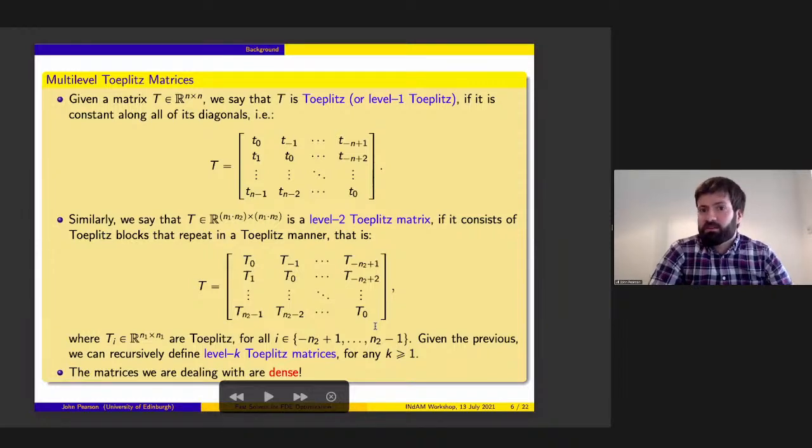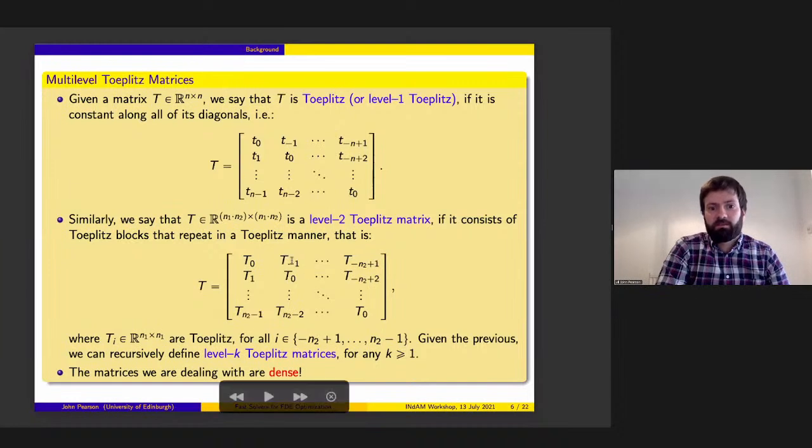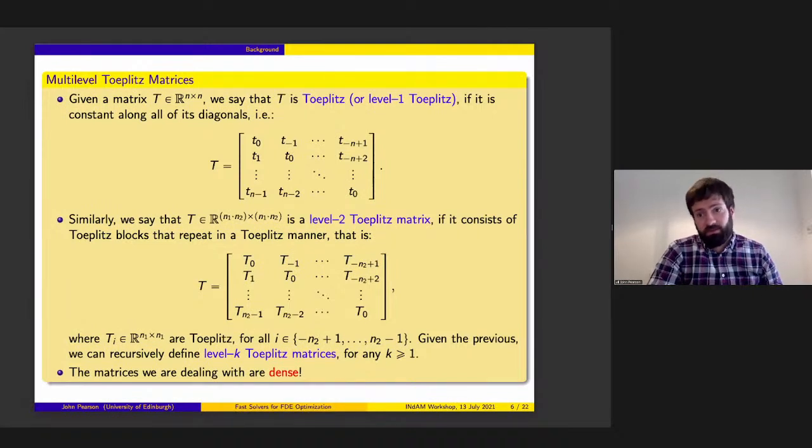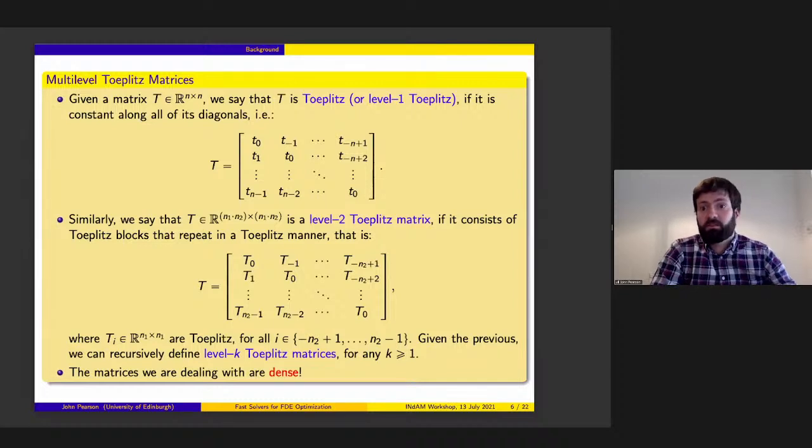But we say that T0 is also a Toeplitz matrix as defined above. Similarly, T-1 is a matrix that repeats along all the block upper triangular entries. That's also Toeplitz. T1 along the block subdiagonals, that's also Toeplitz, and so on. Okay, so the matrices that we're dealing with are of course dense, but we can still generalize this definition to level K Toeplitz matrices to deal with problems in higher dimensions.